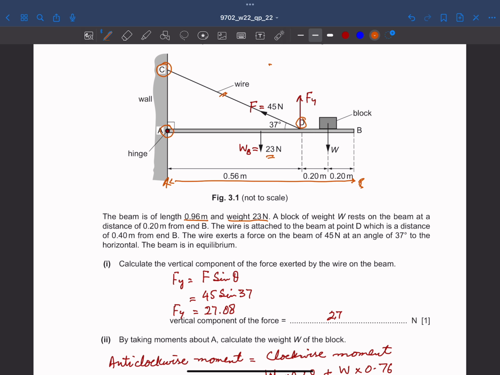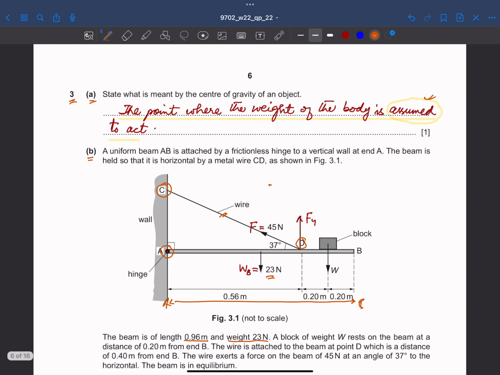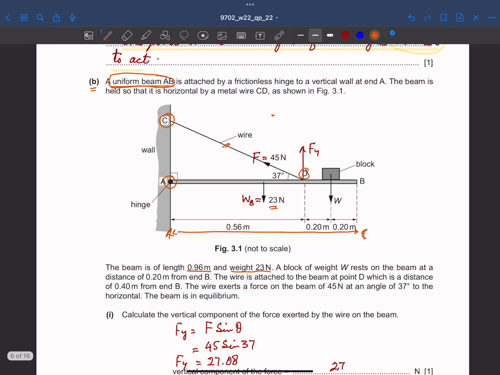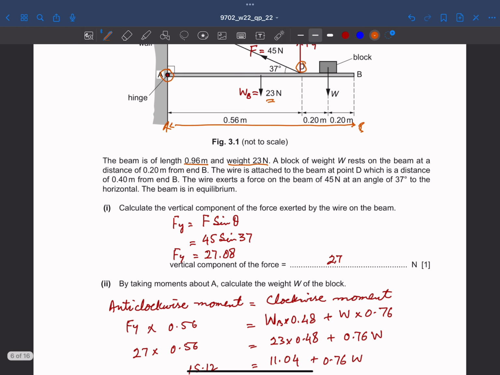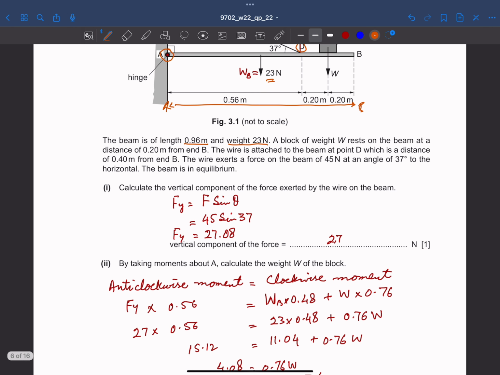Be careful, this is very, very important to remember: whenever you see the term uniform, you will consider the weight acting at the center. So uniform is a very important term whenever you are dealing with beams or rods or something like that.